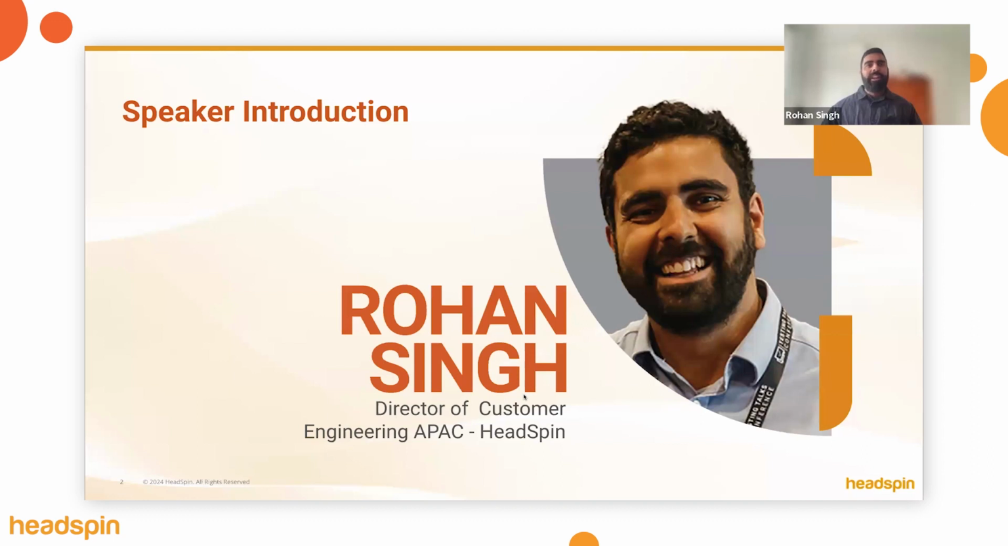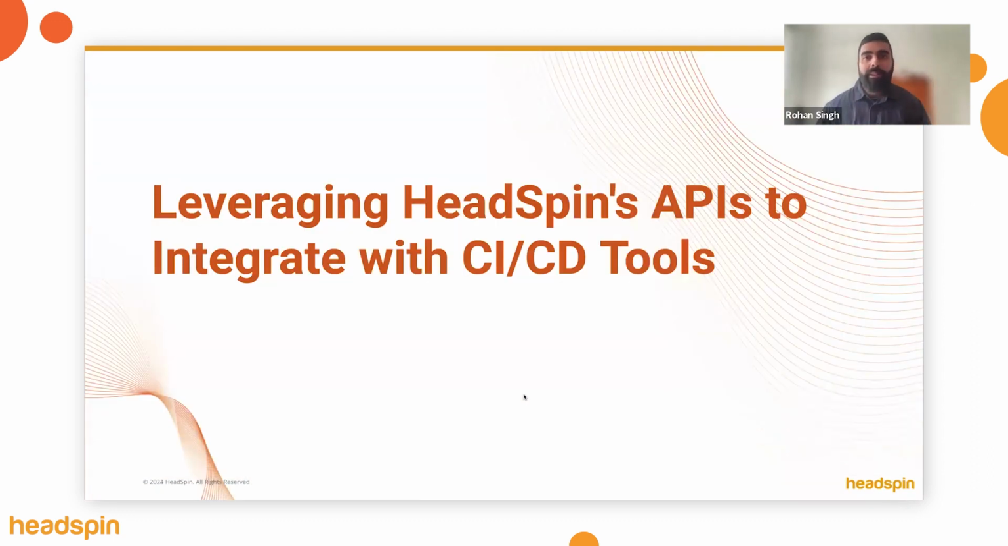Hello, everyone. Today I will be walking you through leveraging HeadSpin's APIs to integrate with other CI/CD tools. HeadSpin is a device testing platform that allows you to run performance and functional tests on real mobile devices and browsers around the world. Today, by using our APIs, I will show you an integration with Jira so that you can automate the whole end-to-end testing process with HeadSpin's platform.